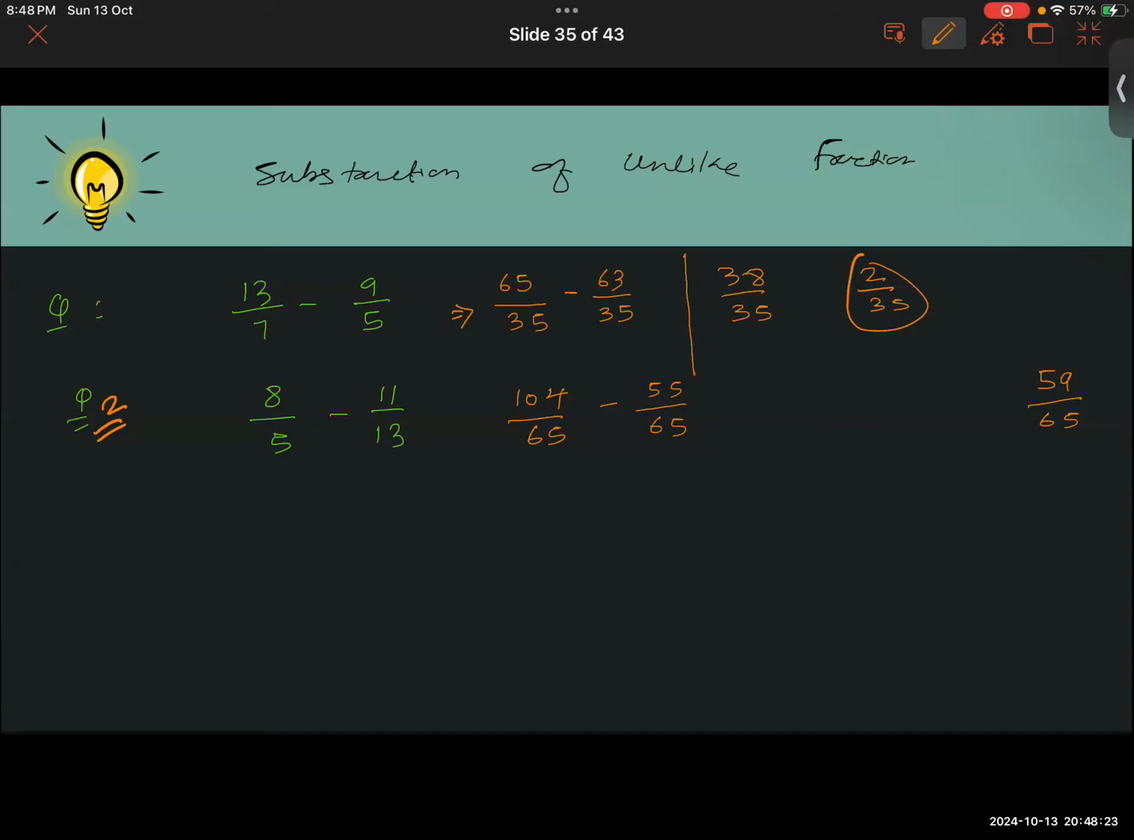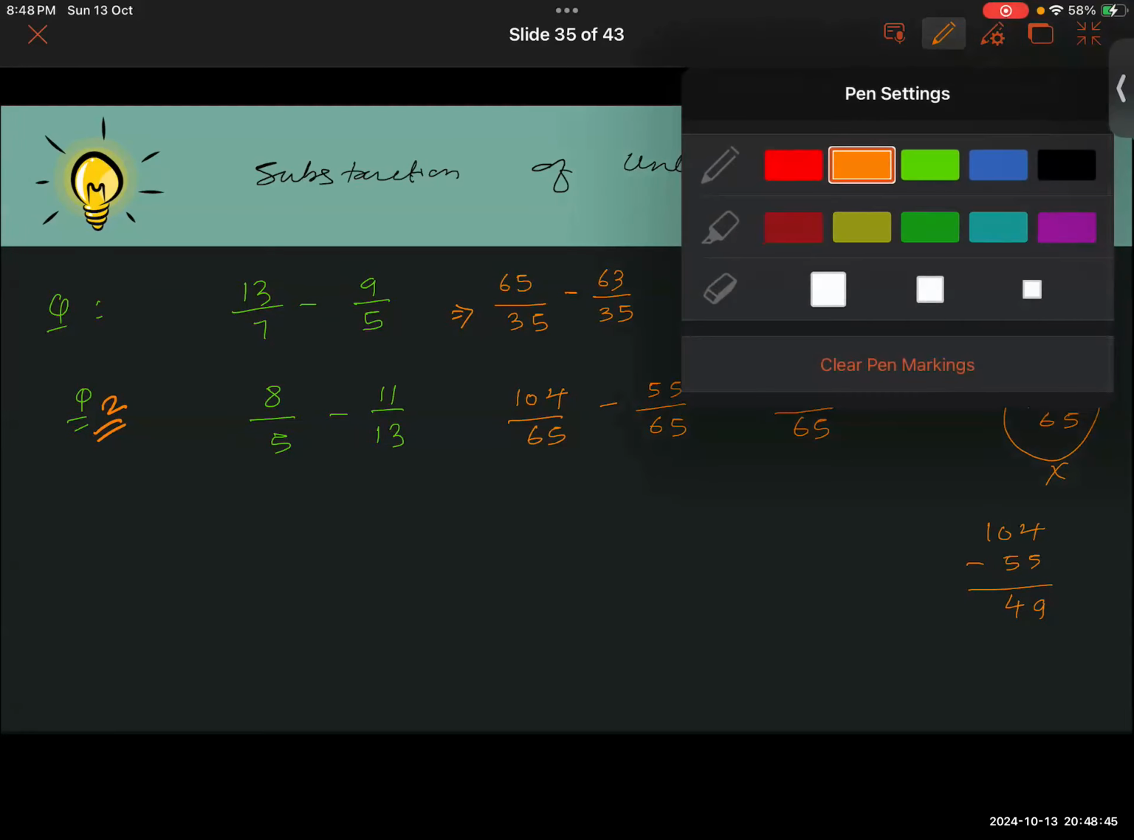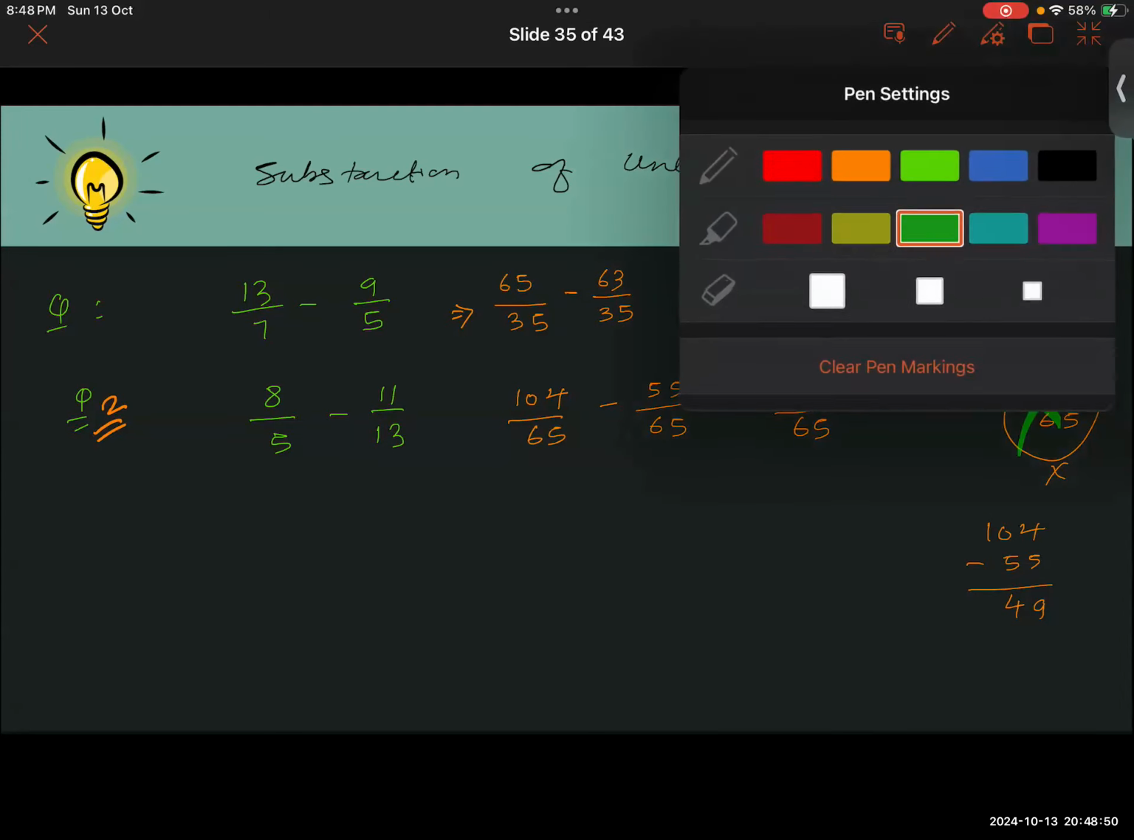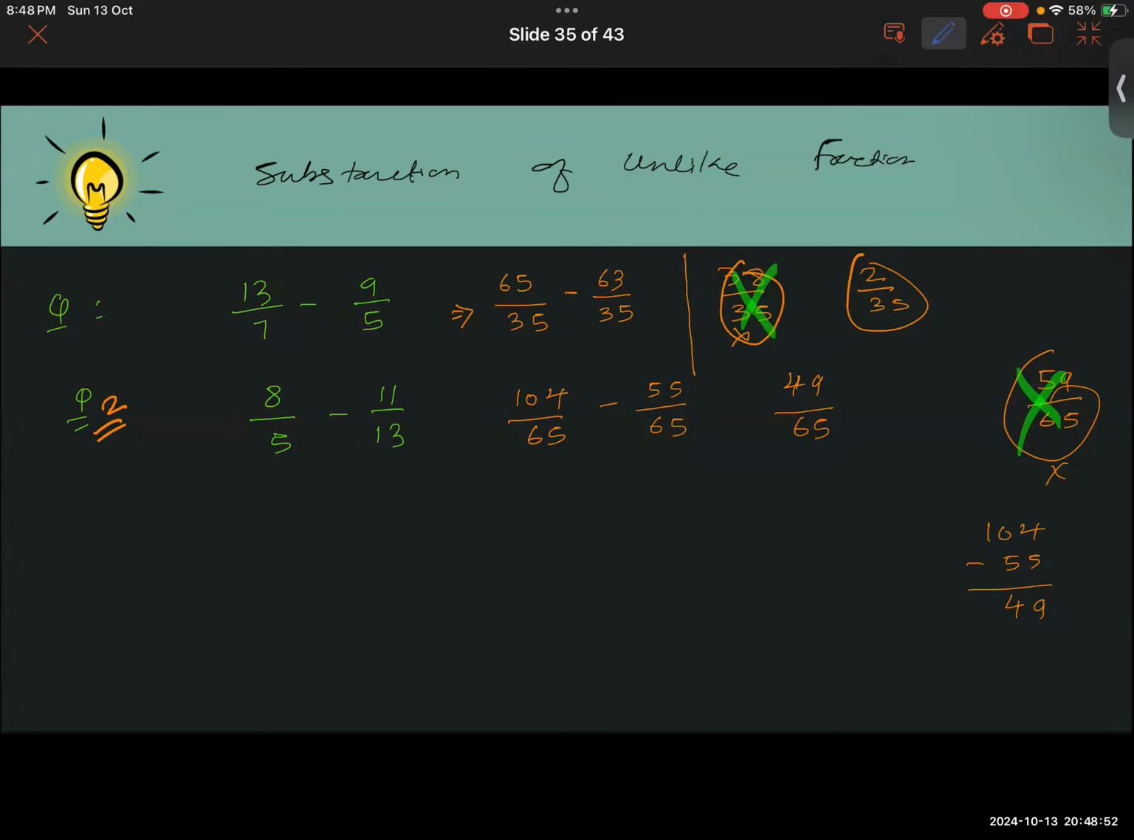It should not be this value. It should be 49 upon 65. Habib, 104 minus 55. You will be getting 49, not 59. Okay. So it's 49 upon 65. You got your mistake, where you have done the mistake? Habib, you there in the class? Yes. You got your mistake now, where you have done the mistake? No, I didn't. Not getting it.